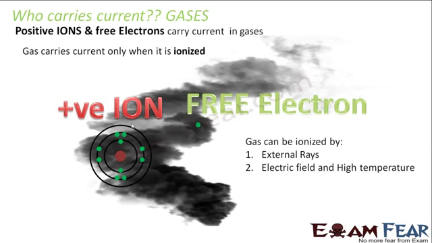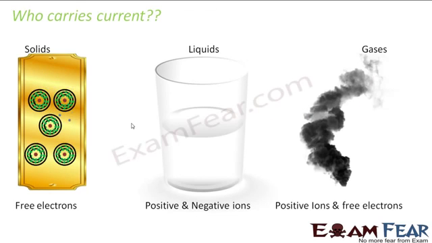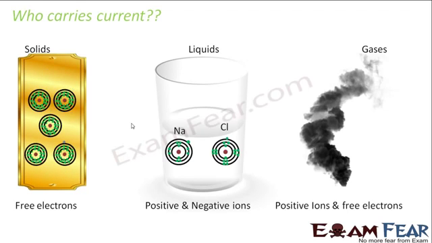Right? So now you understand who carries current in any substance. In case of a conductor, that is in case of a metal, free electrons carry current. In liquids, it is positive and negative ions who carry current. In gases, it is positive ions and free electrons who carry current. So this is the comparison between solids, liquids and gases here. Solids, you have free electrons. Liquids, you have positive and negative ions. And in case of gases, you have positive ions and free electrons.